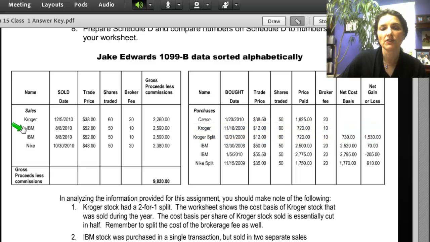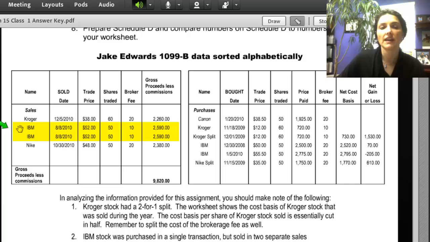Now, the IBM stock was purchased in 2 separate transactions, but sold in a single transaction, so we divide the original cost of the IBM stock between the 2 sales as shown here. We actually sold 100 shares of IBM, but because we purchased it on 2 separate dates, we're treating it as 2 sales, just so that we can allocate the sale appropriately between the 2 dates.